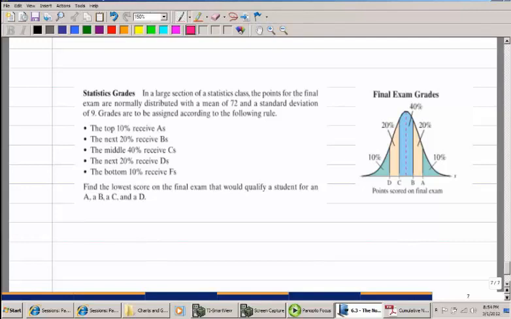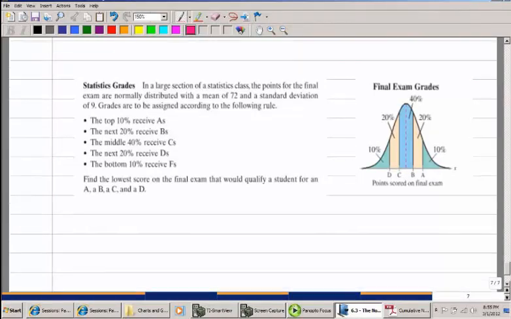So if you look at this example, it works better with a large set of data, since a big class has a better chance of being normally distributed. Smaller, it's less likely. So this example mentions a large statistics class. The exams are distributed with a mean of 72 and a standard deviation of 9, and grades are assigned according to the following rule. So we're not adding points. It's literally, truly a curve because it's being put on the normal curve.